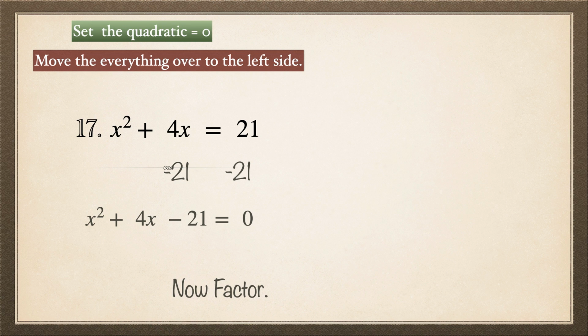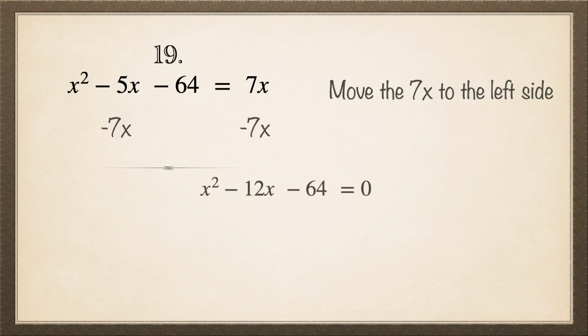And then I would just factor it like normal, okay? I would say, oh, is there a GCF? No, there's not a GCF. So what two numbers multiplied give me -21 and add up to 4? We're going to finish that one another day. I want to show you one more problem. The next problem I want to show you is number 19.